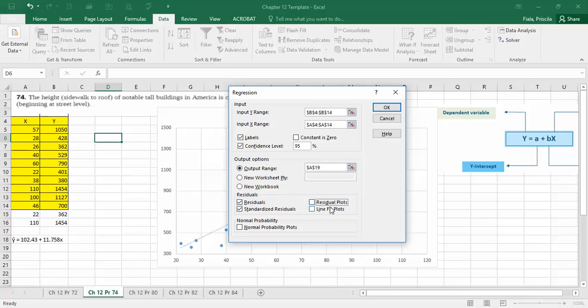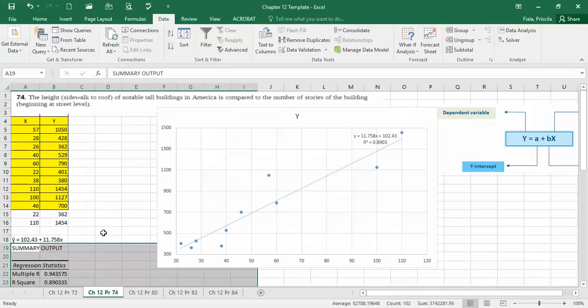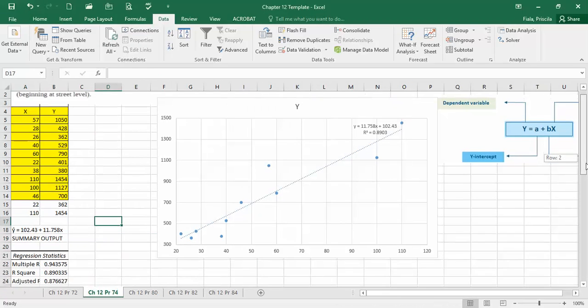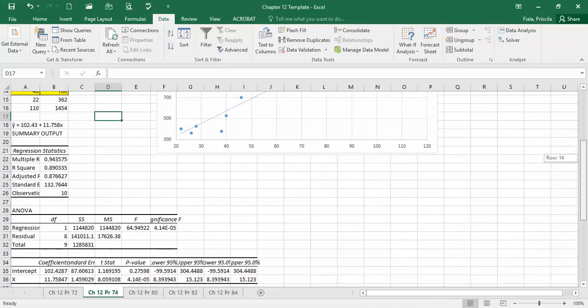And I don't need plots, I don't need graphs for my residual or my line fit. I already have it here. And I want the information for residuals and standardized residuals. And we're going to click OK. Here we go. And then it's going to provide you all this information over here.